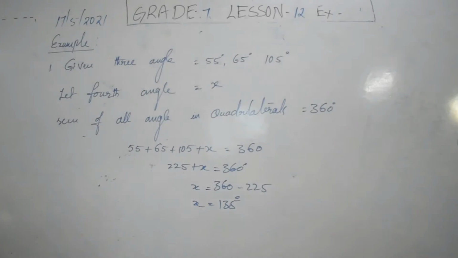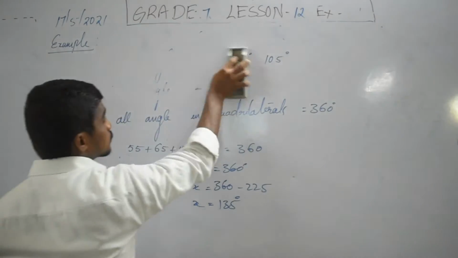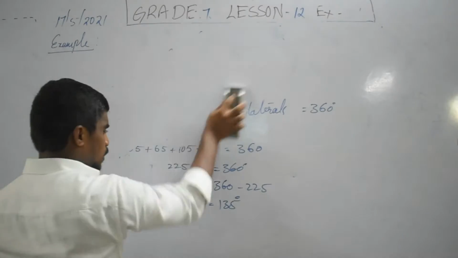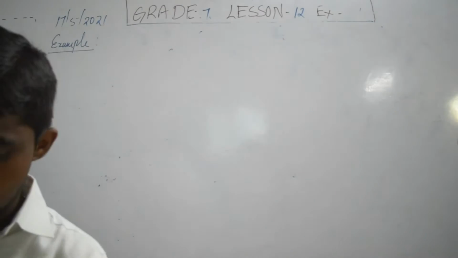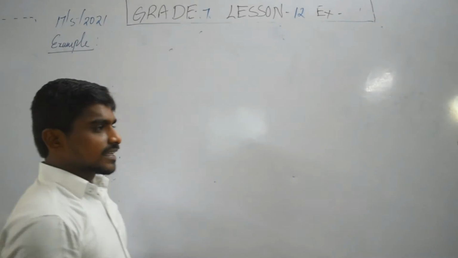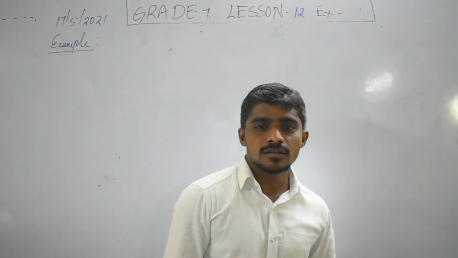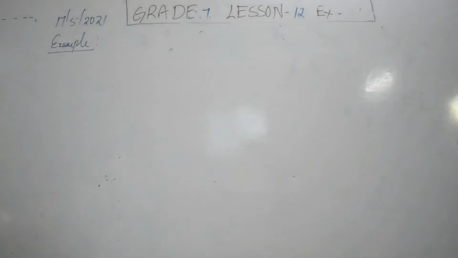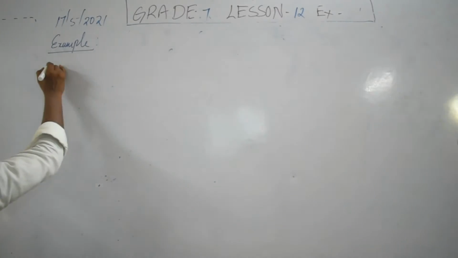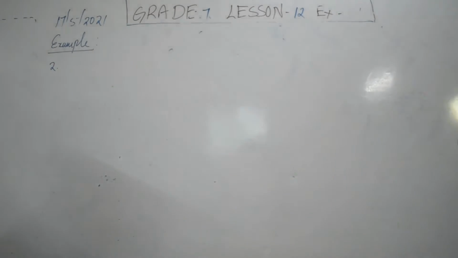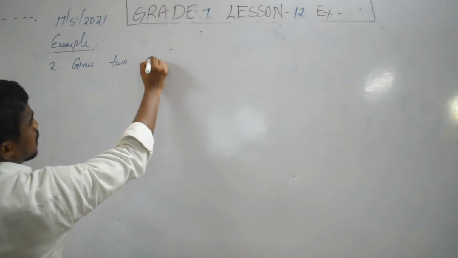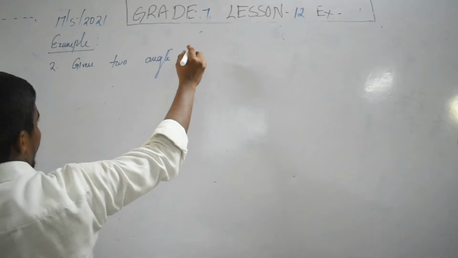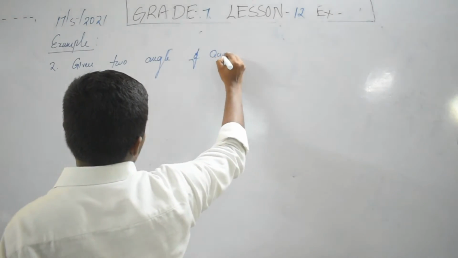Example problem 2. Here in a quadrilateral, how many angles are there in total? 4 angles. When we add those 4 angles, how many degrees is it equal to? 360, that we know. Next, in a quadrilateral 2 angles are given.